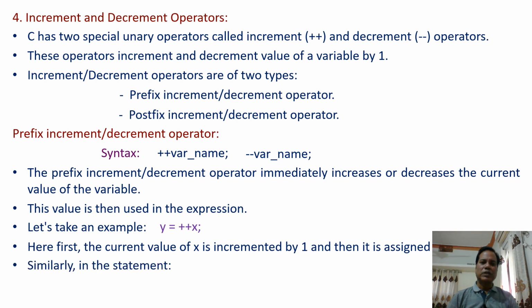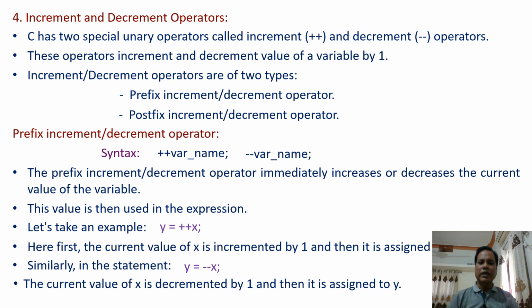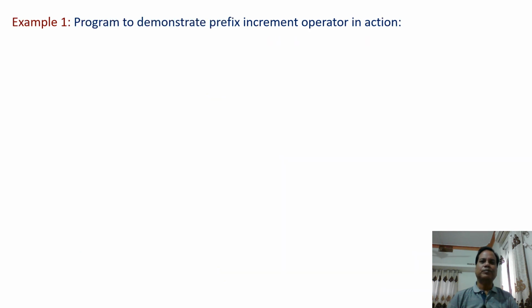y. Similarly, in the statement y = --x, again the current value of x is decremented by 1 and then it is assigned to y. So in case of the increment operator, the value of the variable is incremented first, then it is assigned to the left side variable. In a similar way, in case of the decrement operator, first the value of the variable is decremented and then it is assigned to the left side variable.